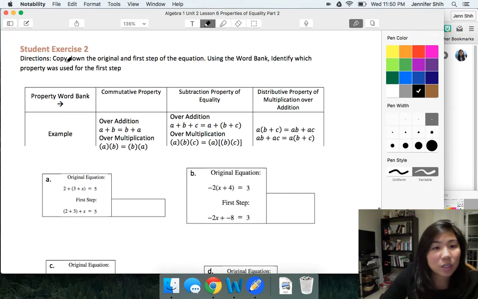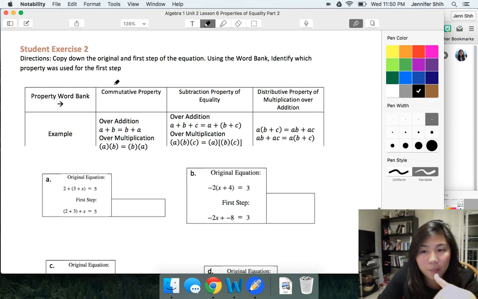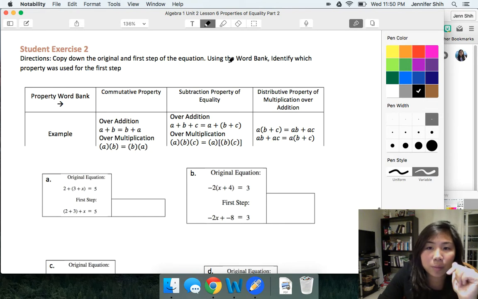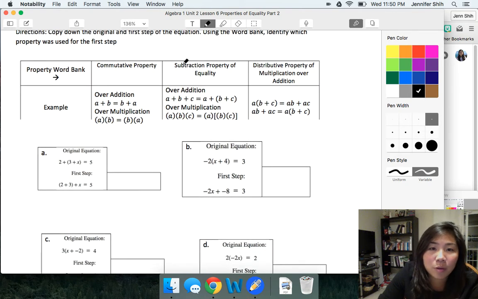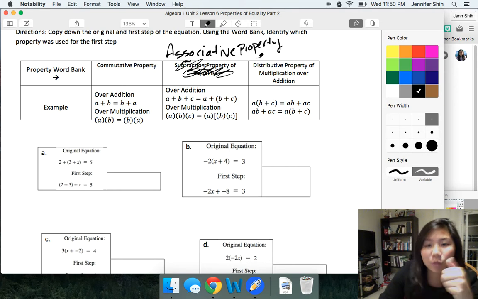So our directions: copy down the original and first step of the equation. So in your notebook, you're going to have to copy it down. Using the word bank, identify which property was used for the first step. So our word bank is commutative property, not subtraction property. This is associative property, and then the distributive property of multiplication over addition.